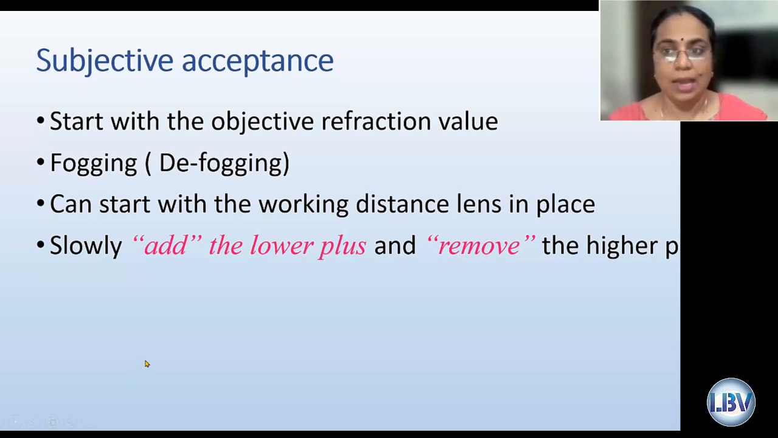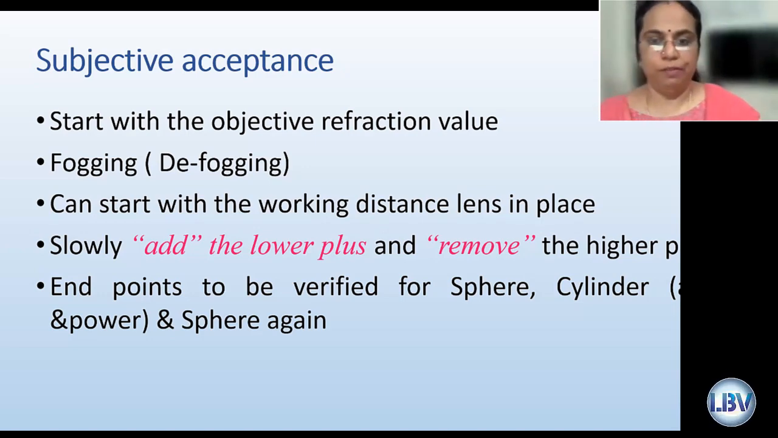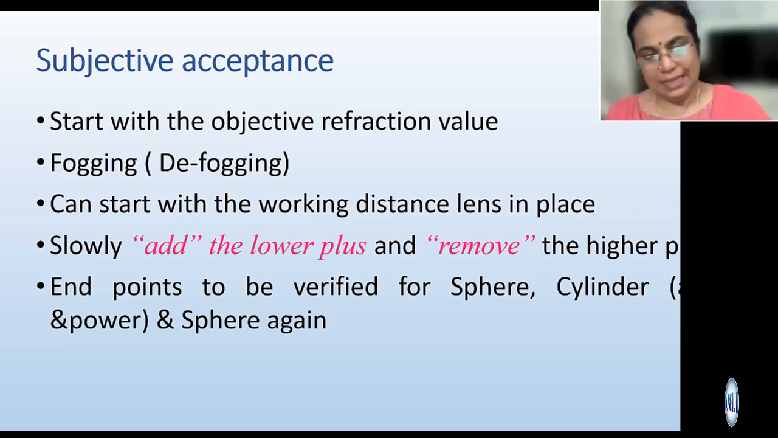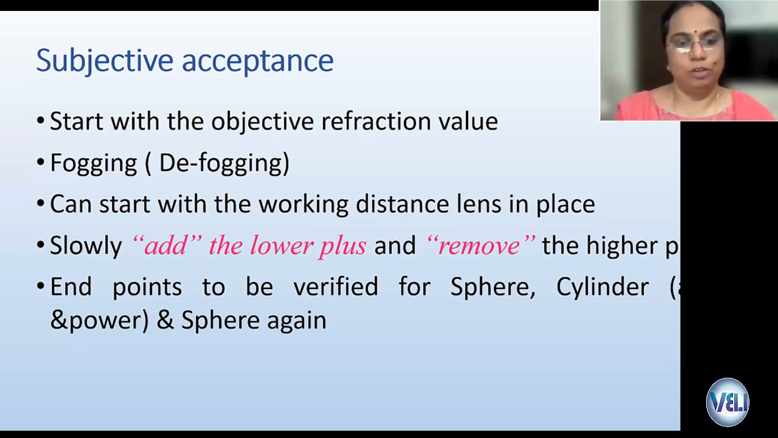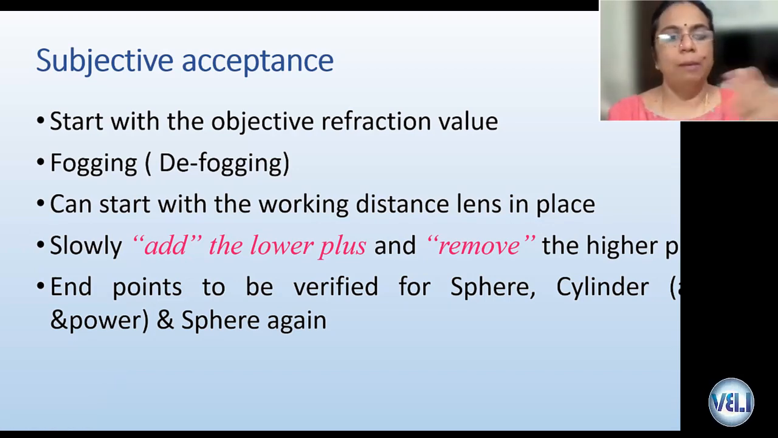Okay, so that way we're still keeping the accommodation very much under control, and then keep on continuing until you get the best possible visual outcome. You will have to verify the endpoint for the sphere, then the cylinder, and then go back to the sphere again. For the cylinder, you would have to do axis as well as the power verification before you go and do the sphere again.